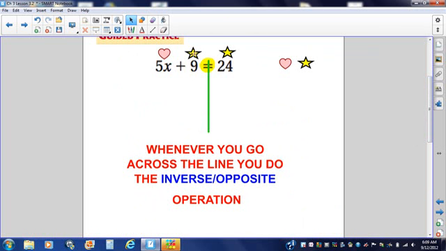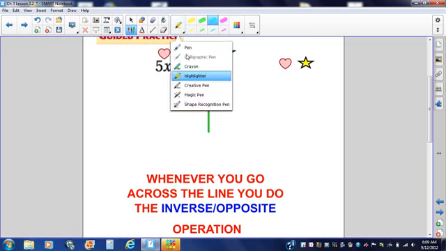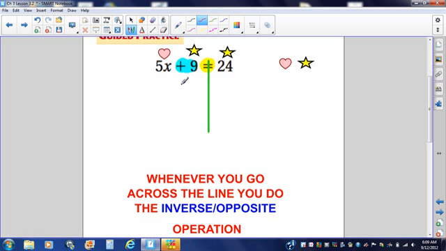So I'm clearly going to have to go across the line to bring this star over to this side. So since I'm going across that line, I'm going to do the inverse or opposite operation. So here's what I mean. This is a positive 9, or you can think of it as a plus 9. The inverse or opposite operation of positive 9 or plus 9 is to, those of you thinking, good job, subtract 9.